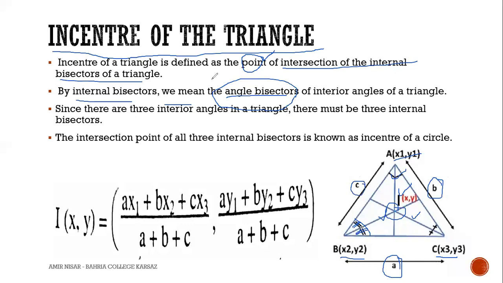Hasnain Ali Sheikh, yes Hasnain. Sir, what is the difference between median and in center? Oh, sorry, bisector, internal bisector. Median is a line that joins one vertex and the midpoint of the side opposite to that vertex.